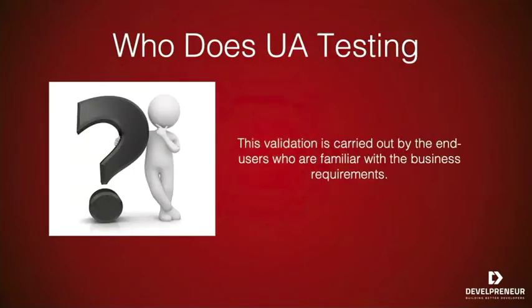Who does user acceptance testing? Well, the validation is essentially carried out by the end users who are familiar with the business requirements. This typically can be clients or other end users. This could be someone who is buying a product in the case of commercial software. This could also be someone who has had software custom built through a software service, or end users if the software is made available to them ahead of time and their feedback is sought out. For example, if we are beta testing a new video game.